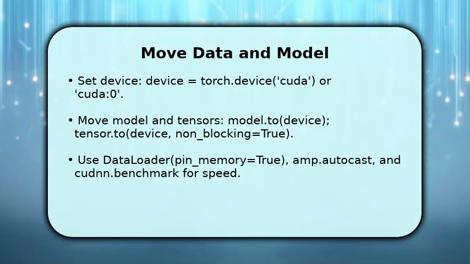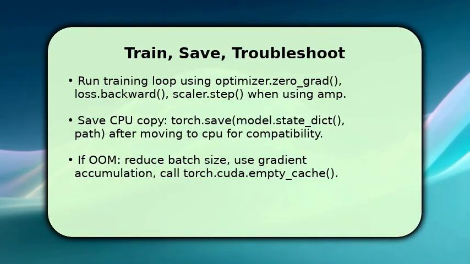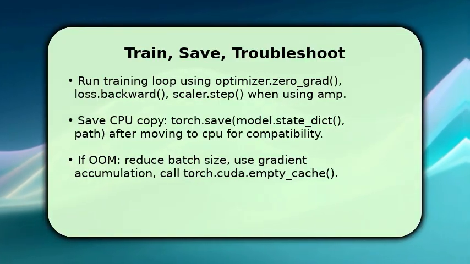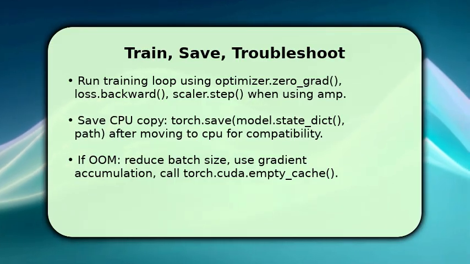If using mixed precision, wrap backward and step with torch.cuda.amp.GradScaler. When saving for portability, move the state dict to CPU or save model.state_dict directly, then export. Finally, validate inference on GPU.